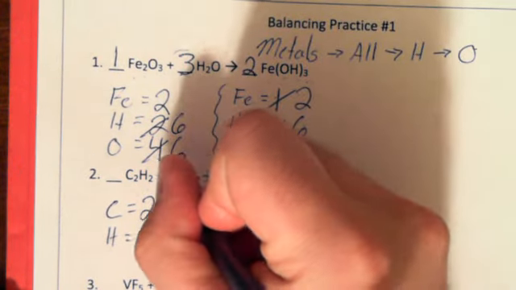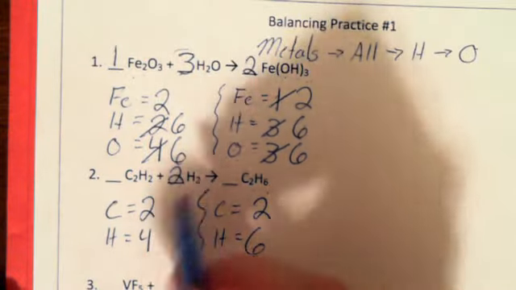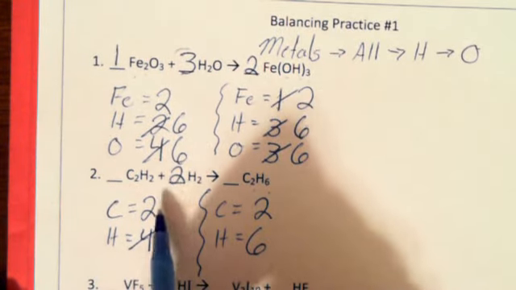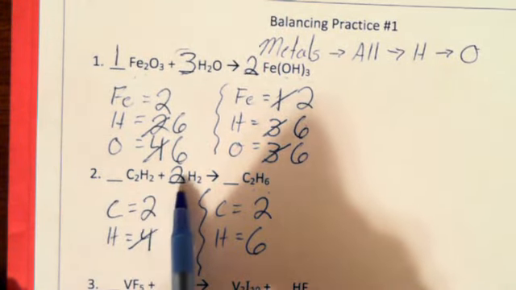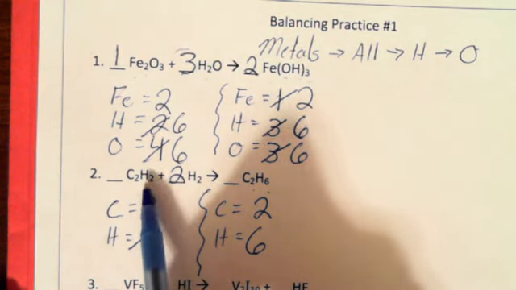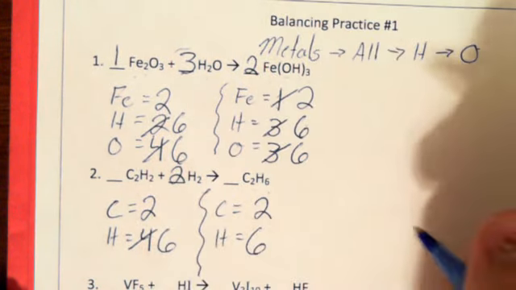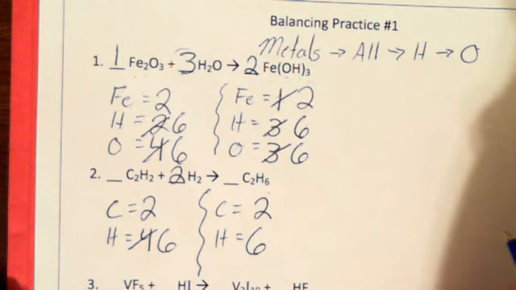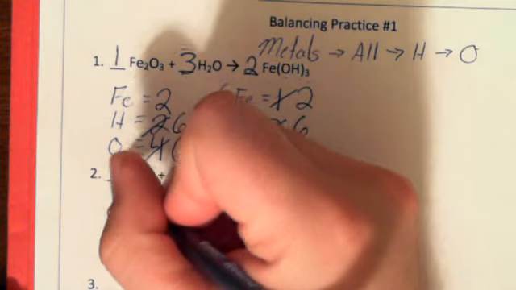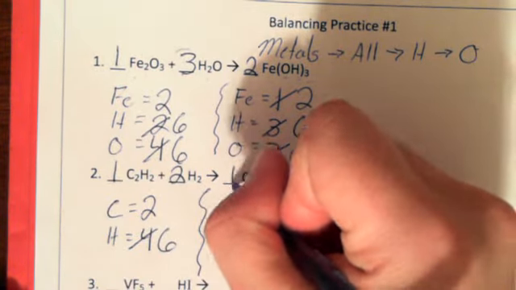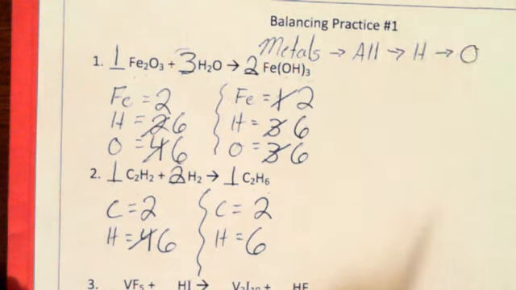So I put a 2 here. This only affects the H's. Let's recount the H's. There's 2 here. 2 times 2 makes 4, so 4 plus 2 makes 6. That's the easiest way to solve this one. Remember, put 1's in, 1 and done, and that's it.